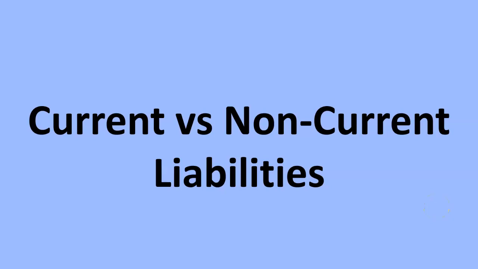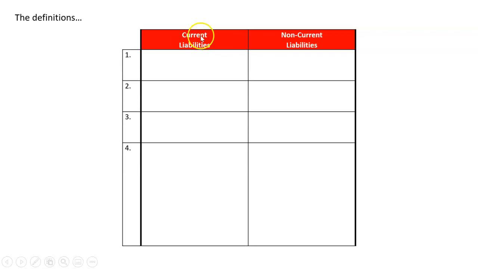We've classified assets into current and non-current, and we're going to do the same for liabilities, but it's much easier. With the assets, there can be some which can be a little bit confusing. Is it a current asset or a non-current asset? But with liabilities, the definition is going to be pretty simple. So we're going to put the definition of current liabilities in this column and the definition of non-current liabilities here.